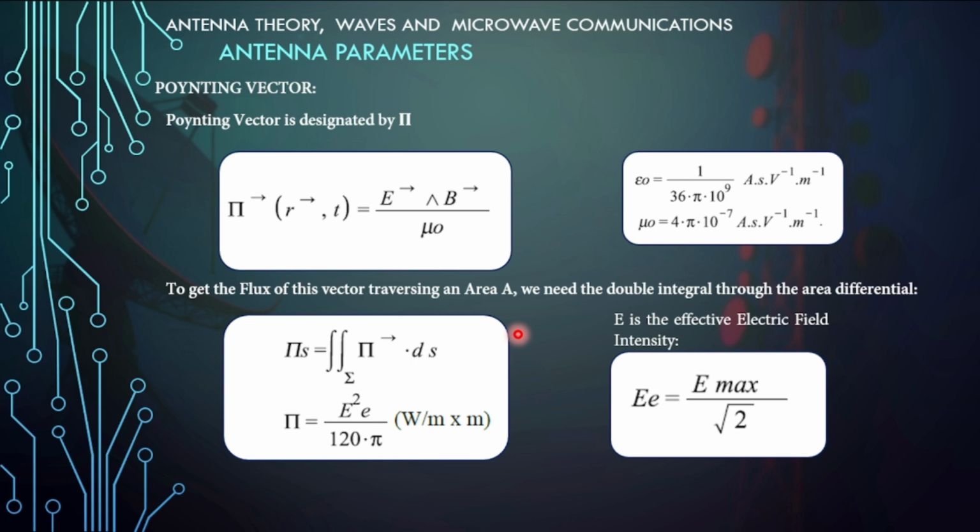What we get from that is Pi equal to E effective, which is the effective intensity of the electrical field. By the way, the effective value of the intensity of the electrical field is E max, the maximum intensity of the E vector, divided by square root of 2. So the Poynting vector is equal to the effective electrical field intensity squared, divided by 120 times pi, where pi equals 3.14. Again, the Poynting vector is equal to effective electrical field intensity squared divided by 120 pi.